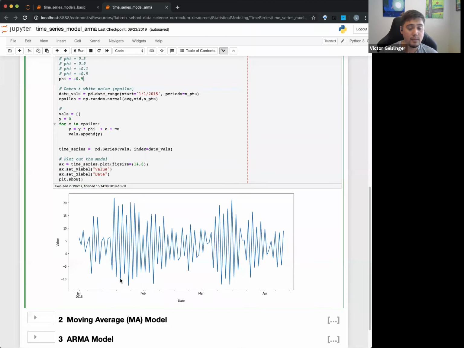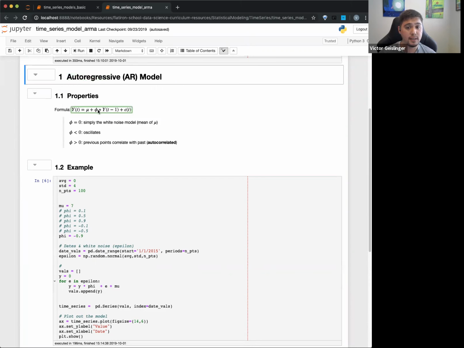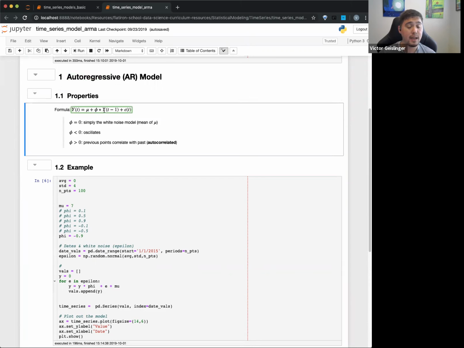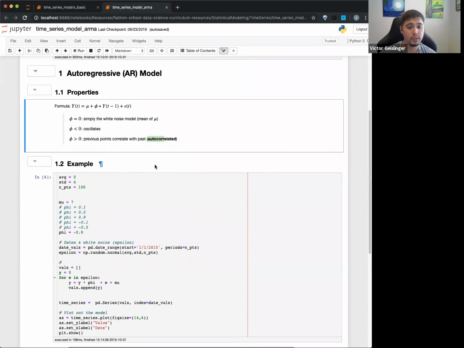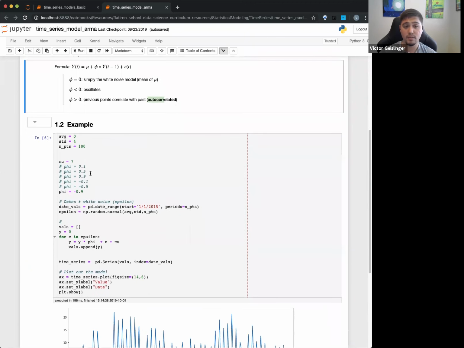Okay, cool. And that is our autoregressive model. The reason we call it autoregressive is that it's dependent on the previous point. Essentially, this phi times y_{t-1}, remember t minus 1 is the previous point, says that's the part that matters. This is actually what we talk about with autocorrelation. Okay, cool. So I'll move on to the next one.